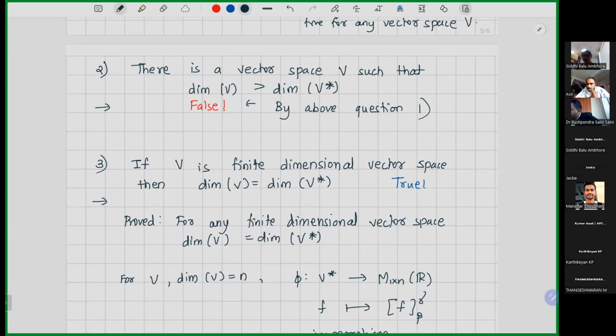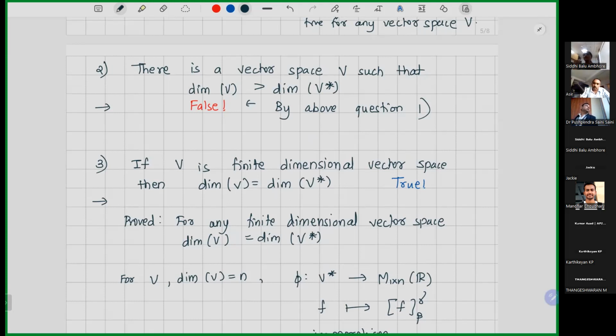We cannot say directly; there could be examples where it is equal, or examples where it will be strictly less than. We can't say directly from this statement, at least. This just says the dimension of V is less than or equal to the dimension of V star. In the finite dimensional case they are equal, but in the infinite dimensional case we can't conclude from this.